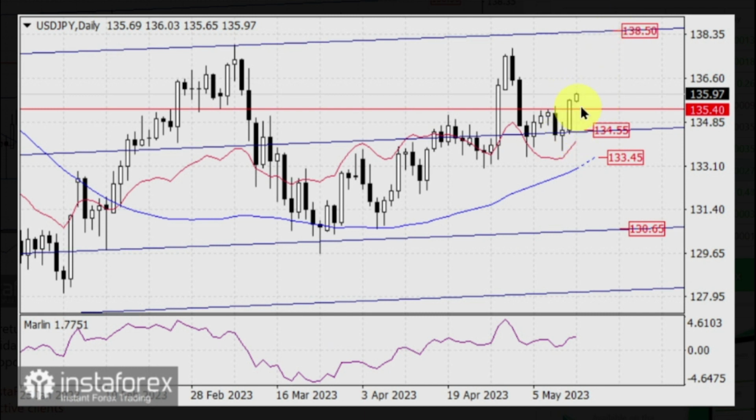If the price returns below the 134.55 level, it will continue to fall to the MACD line around the 133.45 mark. On Friday, the yield on 5-year US government bonds rose from 3.35% to 3.45%. The dollar received support in the fight against the yen.